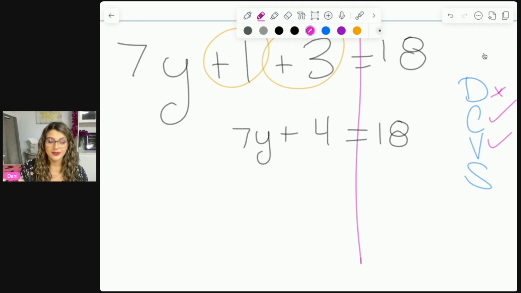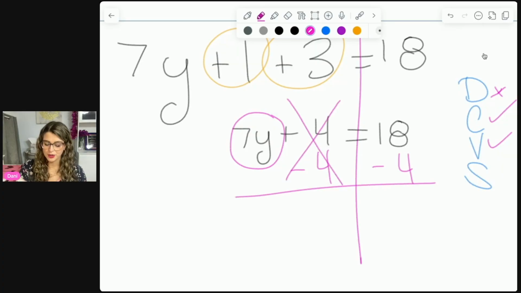And now we are just going to solve. Yay. Okay. So for me, I love to circle my term with the variable. Anything next to it, we be moving. So how do I move a positive 4? The additive inverse of that. Minus 4 from each side. That cancels out. And then we bring down our 7y. Bring down our equals. 18 minus 4 is 14.